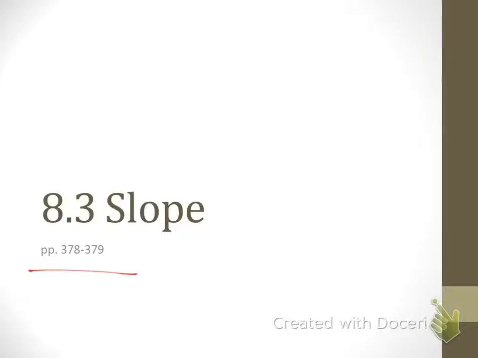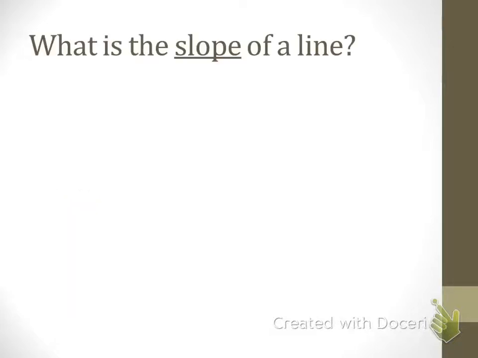8.3 slope. We should be on page 378. Page 378 in your books. First of all, let's talk about what is the slope of a line. What does it mean when I say find the slope of a line?